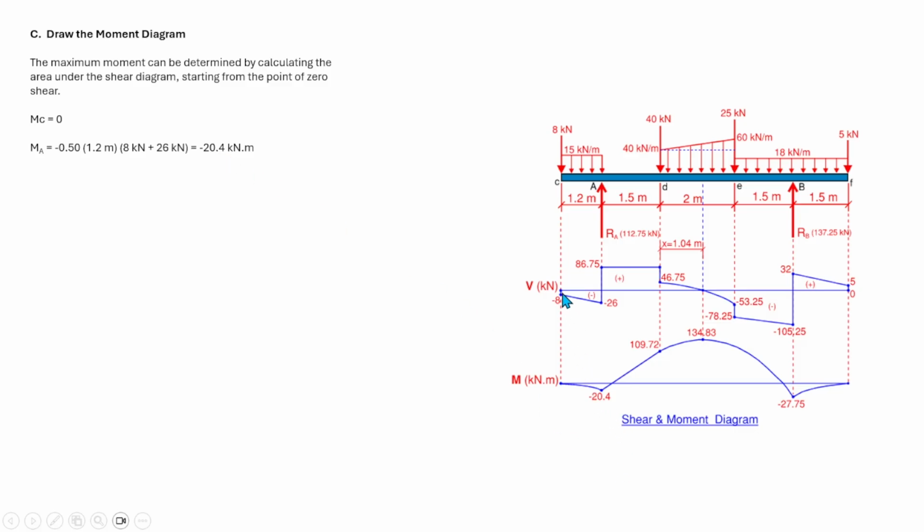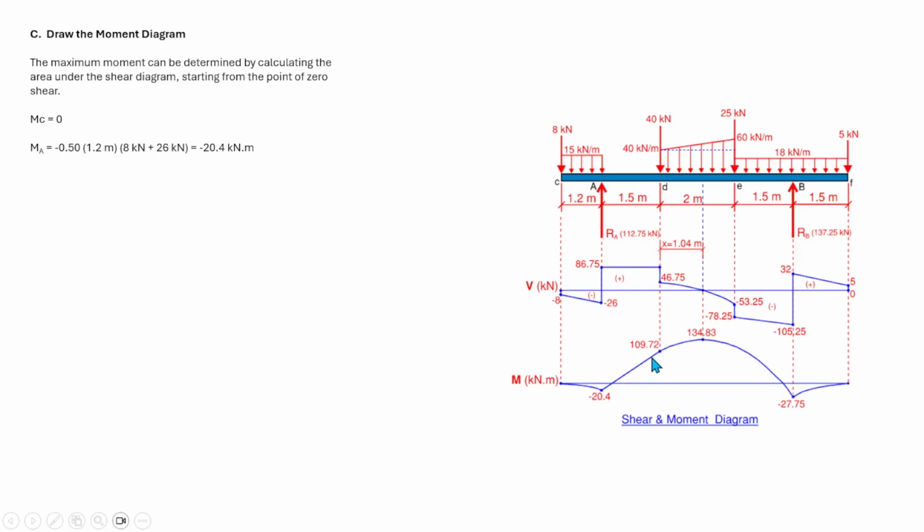So in the shear diagram, we have a linear, and the moment diagram here is second degree parabolic. First degree in the shear, second degree in the moment diagram. And that is a negative slope because our shear diagram is negative.